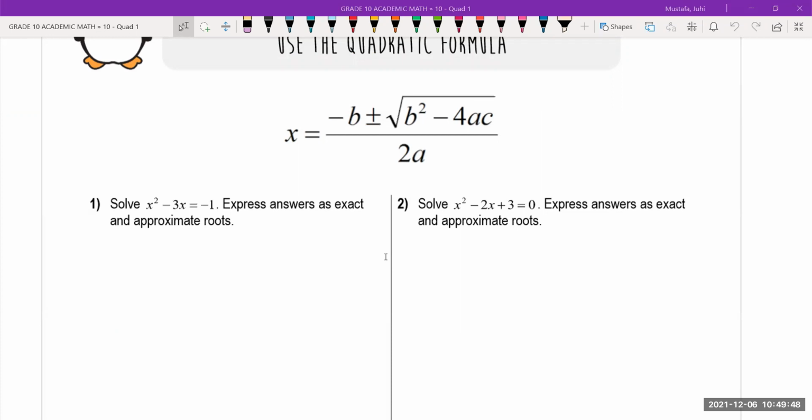But basically, it's x is equal to negative b plus or minus the square root of b squared minus 4ac, over 2a. Now, for each of these questions, I'm going to ask you to express your answers as exact answers, which means we're not going to use a calculator. But then I also want you to approximate it, which means you will be using a calculator.